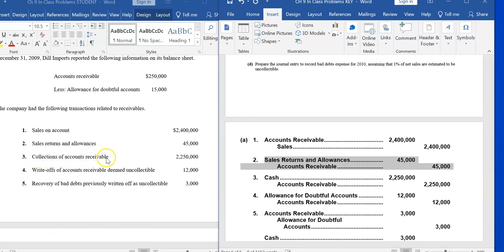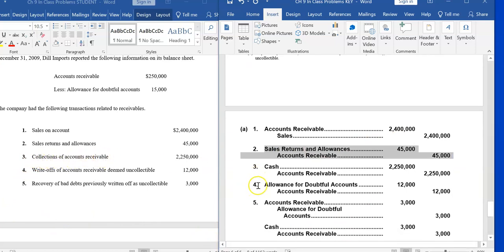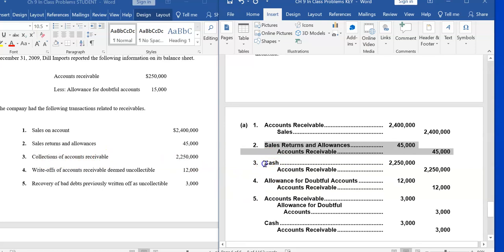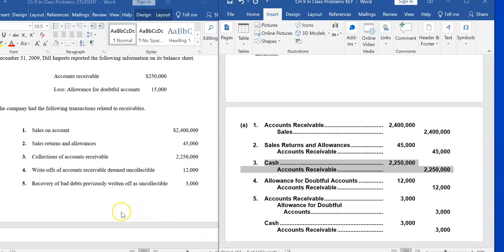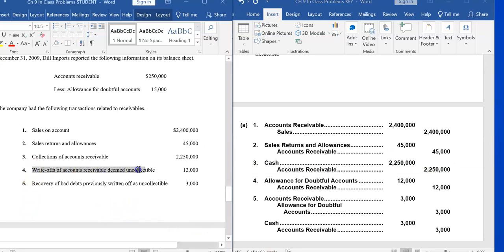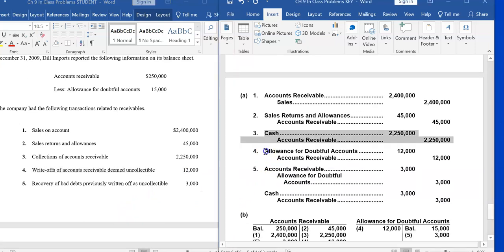Collections during the year 2010 on accounts receivable. When we collect on accounts receivable, we debit cash and credit accounts receivable. We wrote off some accounts receivable that were deemed uncollectible. When we write off accounts receivable, we decrease the receivable with a credit, and we decrease the allowance for doubtful accounts with a debit.